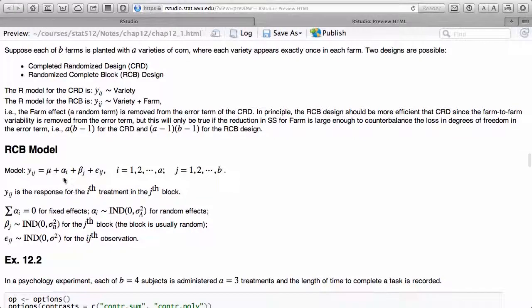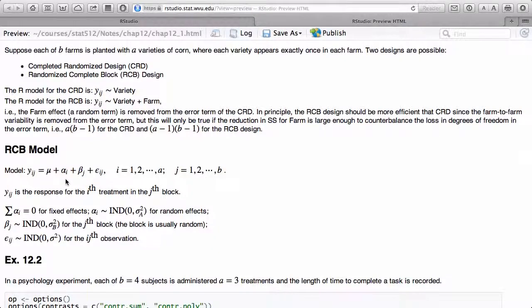So here's the model. In this case, you have mu plus alpha sub i plus beta sub j plus epsilon sub ij. And again, I'm assuming a balanced design here. So y sub ij is the response of the ith treatment within the jth block. Typically the treatments would be fixed, but they could be random. We could have selected the varieties from a large collection of varieties. And so we either have the sum of the alpha sub i's equals 0 for fixed effects, or the alpha sub i's are independently normal, mean zero, variance sigma squared for random effects.